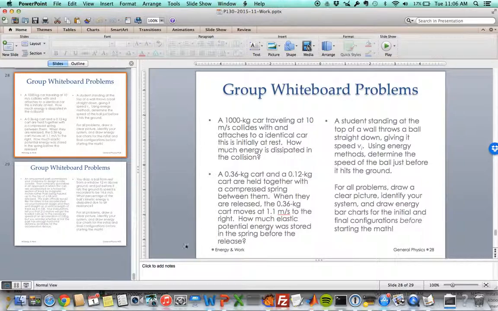So in this first problem, we have a 1,000 kilogram car traveling at 10 meters per second, and it collides with another car that's identical to it, and it's at rest. And we want to know how much energy is dissipated in the collision. So the things we need to know are that our given mass is 1,000 kilograms, and our initial speed is 10 meters per second.